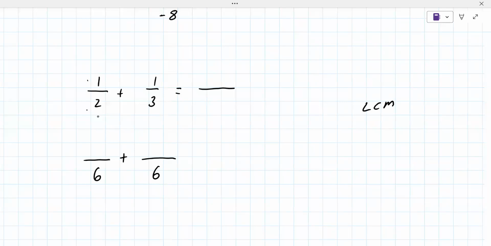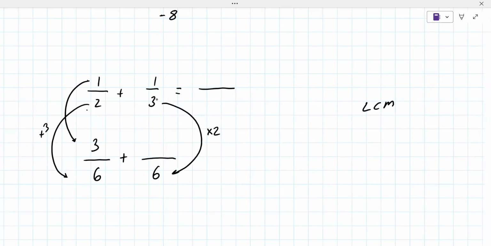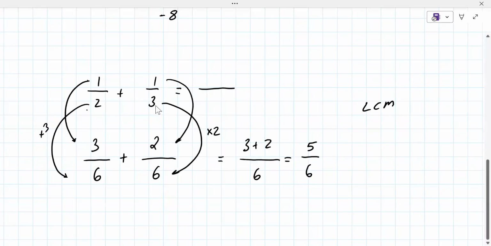Okay. So to do that, you take 2 and multiply it by 3. And then you also multiply this top number by 3. So that's 3/6. On the right here, this 3 times 2 gets you to 6. 1 times 2 is going to be 2. Now the only time you can add fractions is when the bottoms are the same. So if the bottoms are the same, you add the top. So it is 3 plus 2 over 6, which is 5/6.